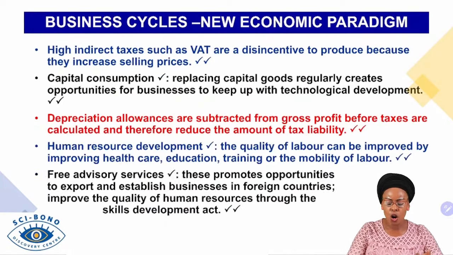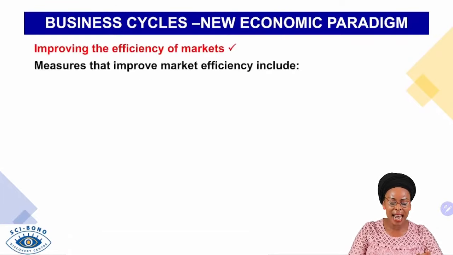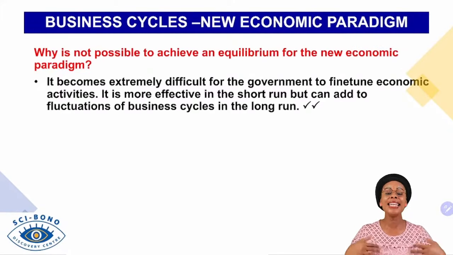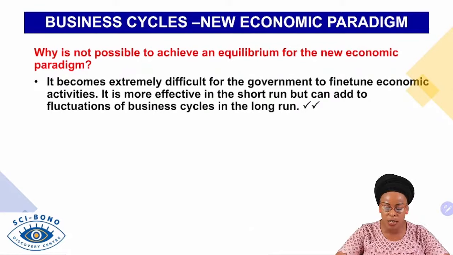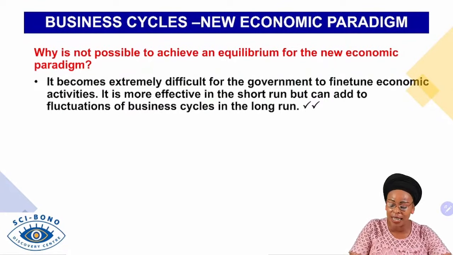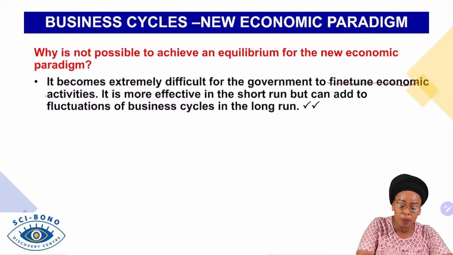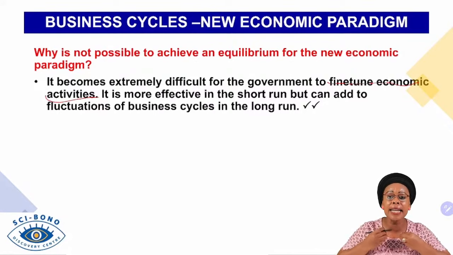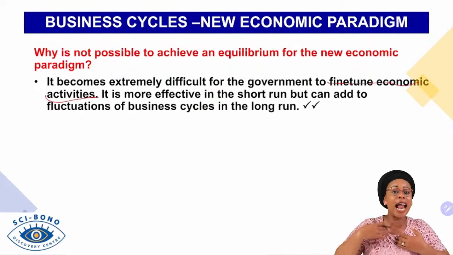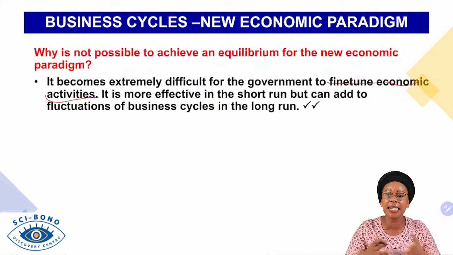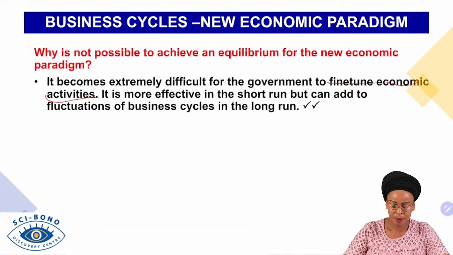But let me go quickly to the additional part. Let's go to the additional part because the rest you did with the previous presenter. Why is it not possible to achieve an equilibrium for the new economic paradigm? It is because it is extremely difficult for the government to fine-tune economic activities. Government cannot fine-tune aggregate demand, cannot control how I spend. Too much spending by us, unless taxation is brought into this.